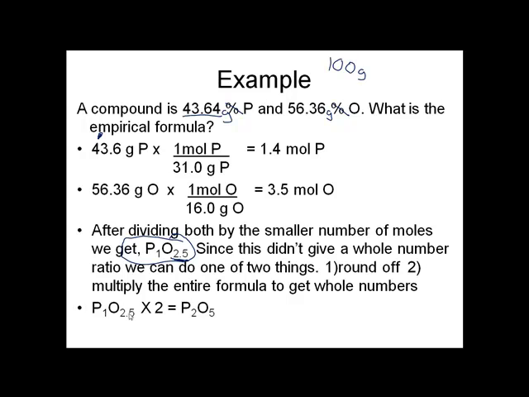Let's multiply it by 2. We multiply it by 2, so there's 2 P's, O5, so we get an empirical formula of P2O5.